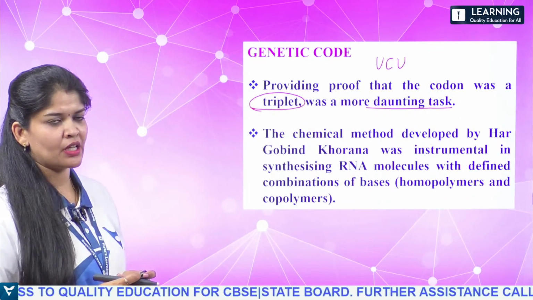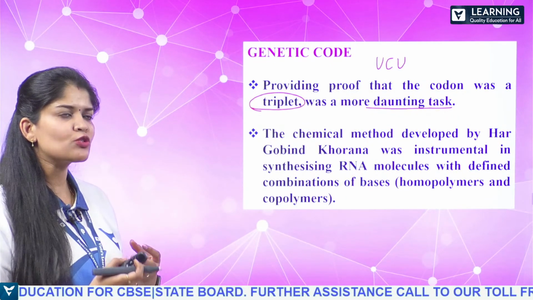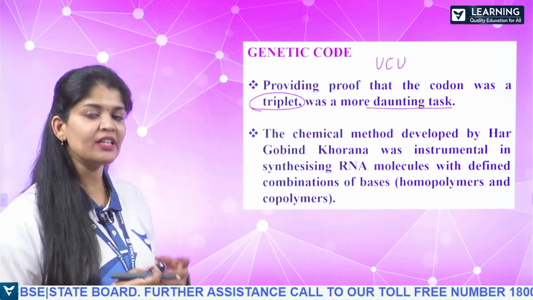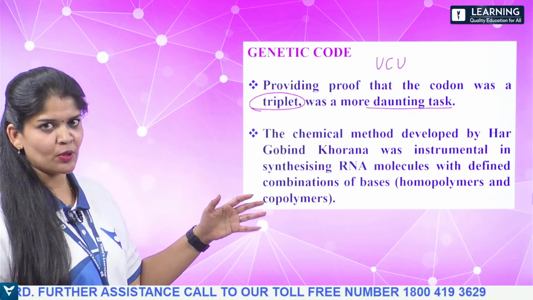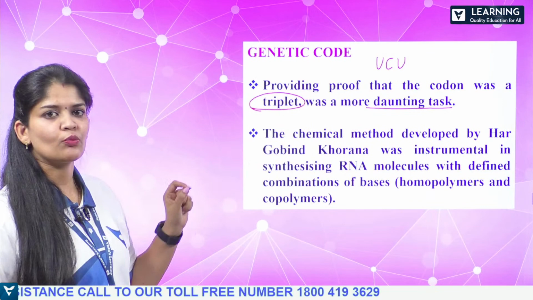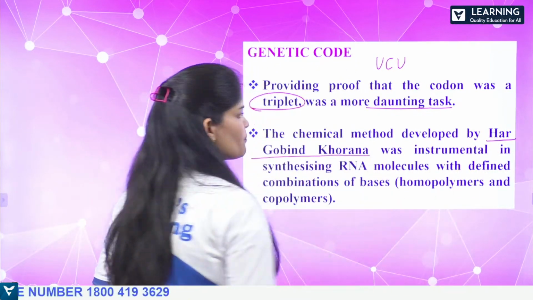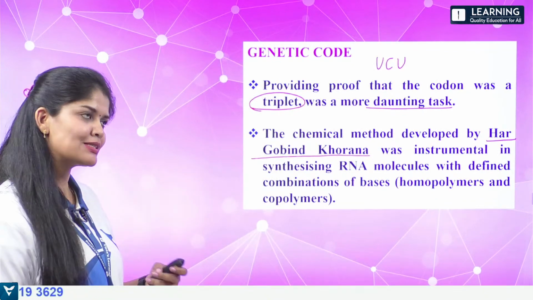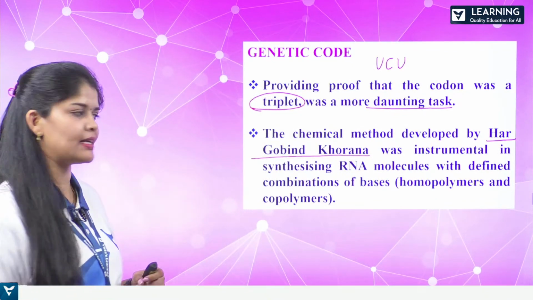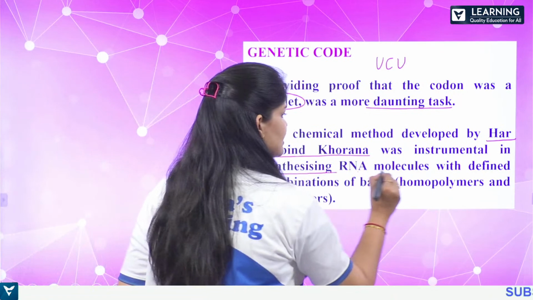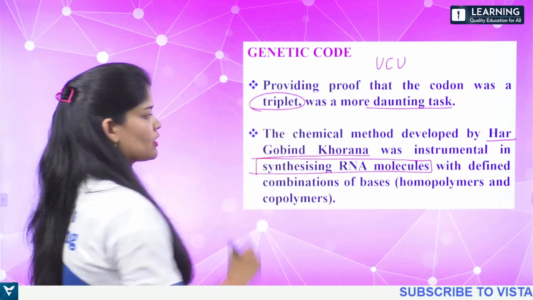And proving this is a daunting task, very difficult. How to prove this? To prove that, there were many scientists who performed many series of experiments. In that, the successful experiment was done by chemical methods, which were developed by Har Gobind Khorana, who was instrumental. He was successful in synthesizing RNA molecules. What do you mean by synthesizing RNA molecules?